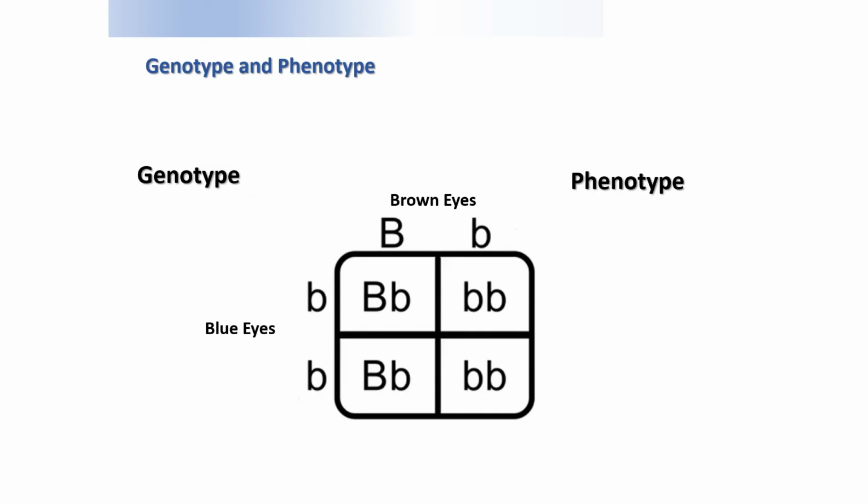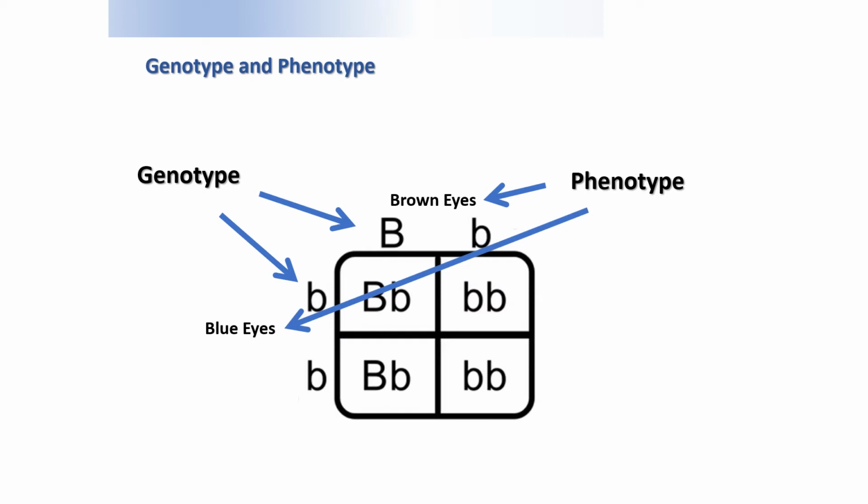Here, if we do the cross between brown eyes and blue eyes in the Punnett square, these capital letters and small letters are the genotype, and the phenotype is the brown and the blue color. Let's do the Punnett square. This is the genotype, the color is the phenotype.